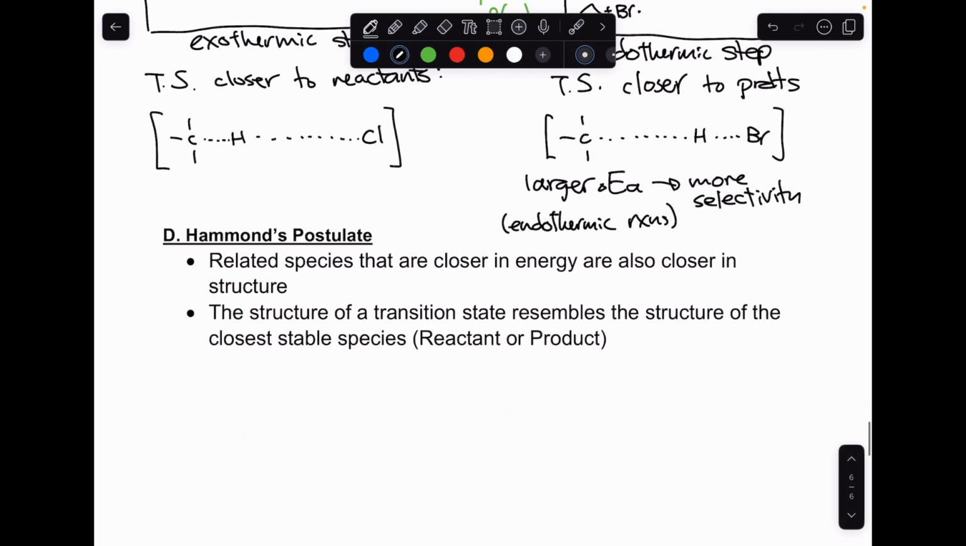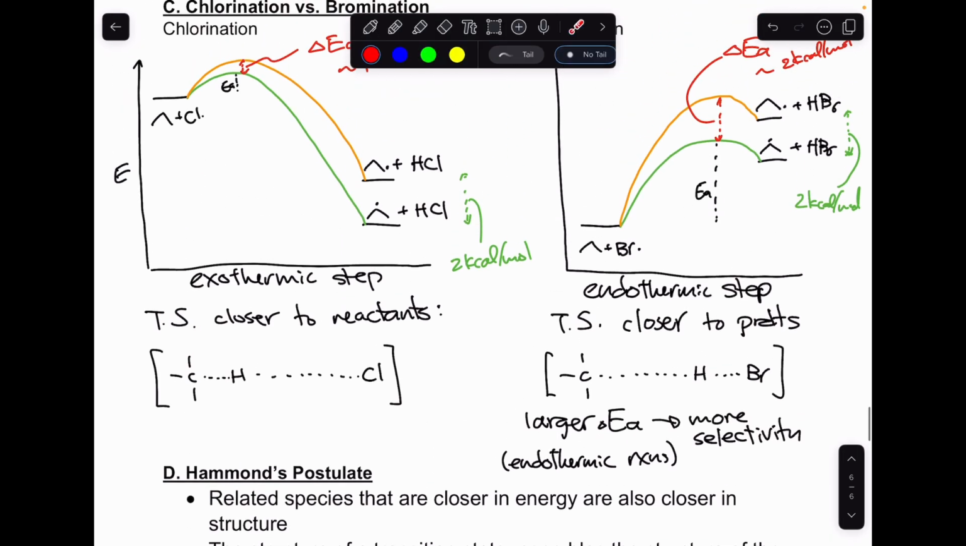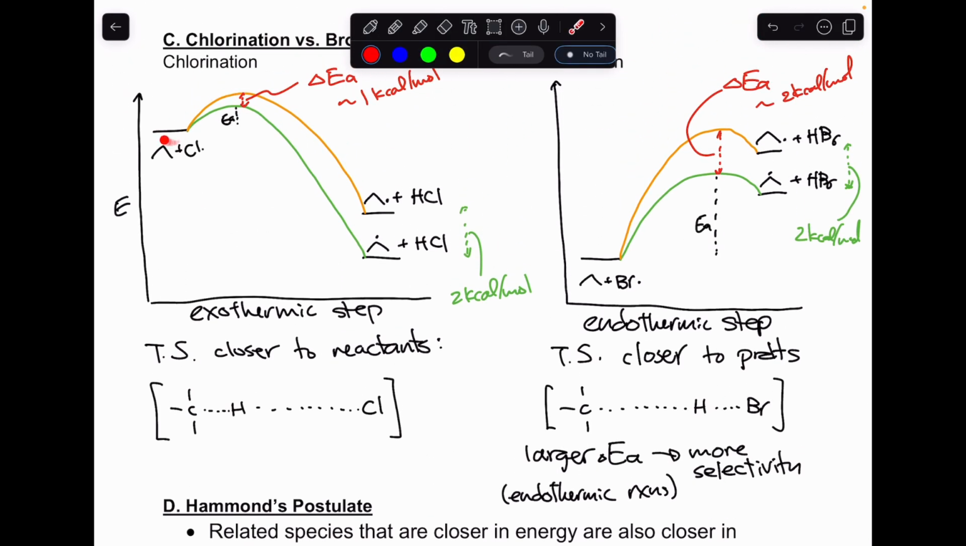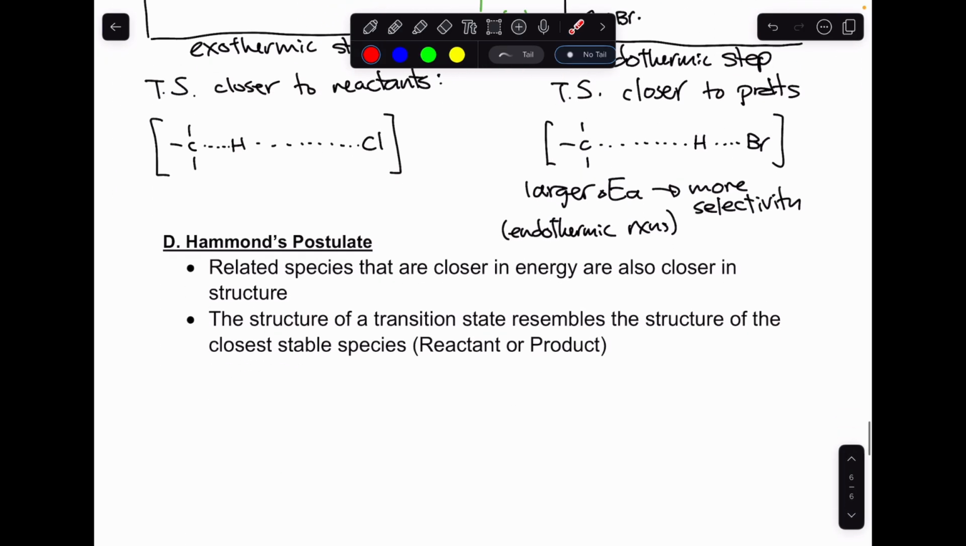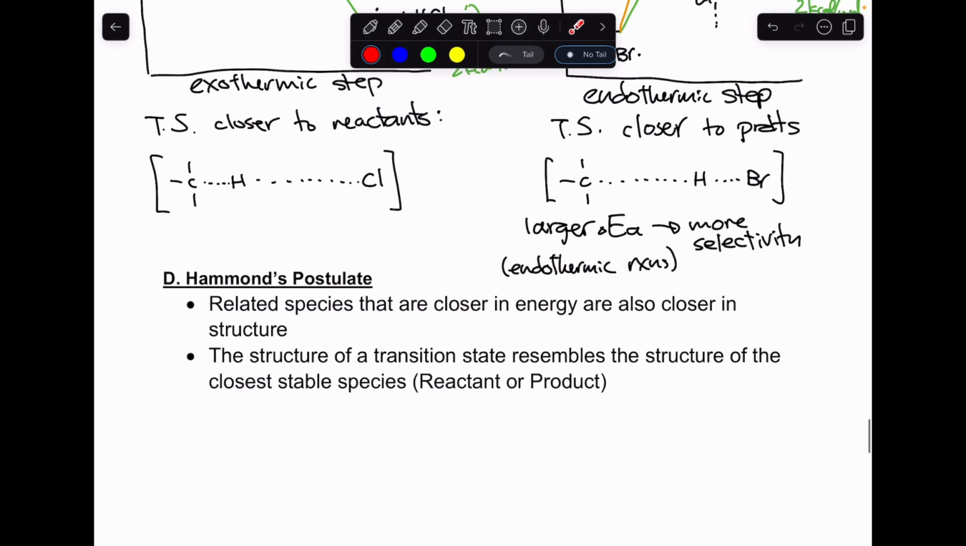Okay. Now, this finding that whether the transition state looks more like the starting material, where there's no differentiation, or the transition state looking more like products, where there's differentiation, the latter situation being more selective, that observation's called Hammond's postulate, which says related species that are closer in energy are also closer in structure, and the structure of a transition state resembles the structure of the closest stable species, whether it's the reactant or product.